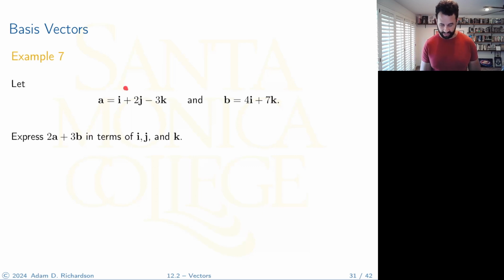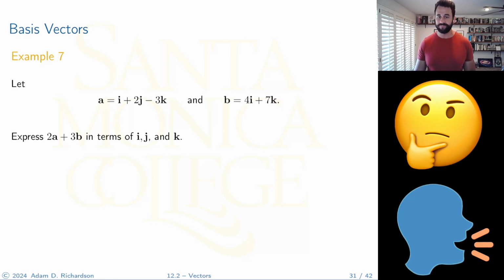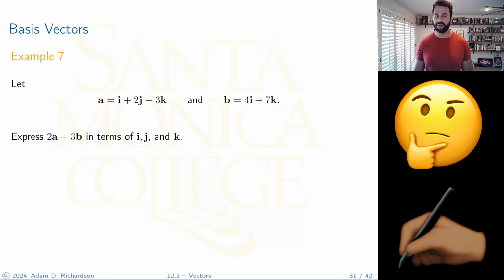All right, so this one I want you to try on your own. Here's 2 vectors. Let a be this vector, and let b be this vector. And I want you to try expressing this vector sum in terms of i, j, and k. All right? So first, think about how you're going to do it. Now, say something out loud to yourself. How would you start? All right, now try to work it out on your own. In the end, you should have a vector in terms of i, j, and k.